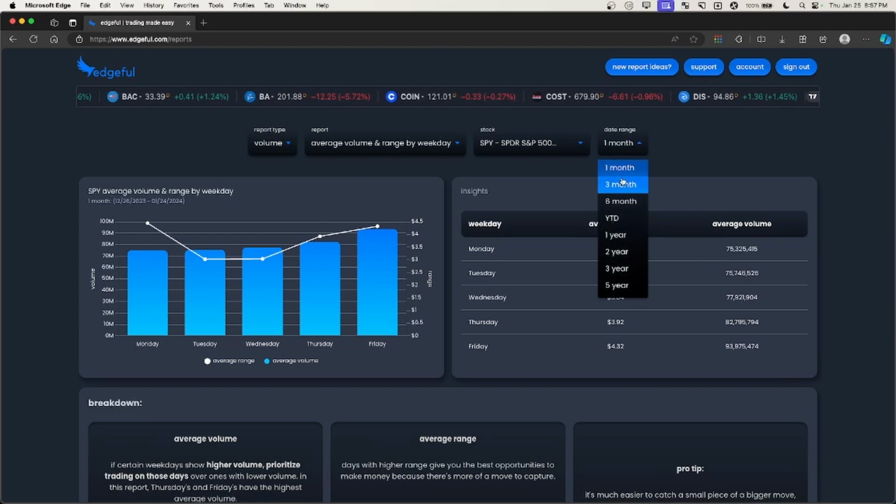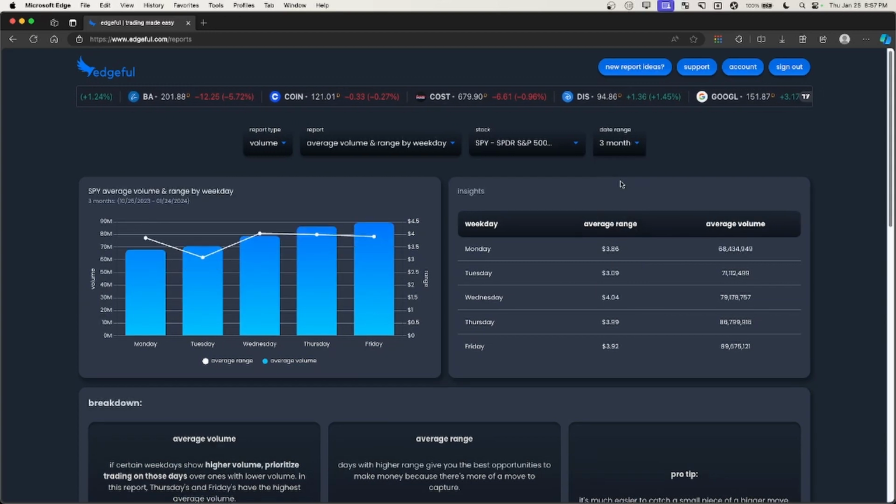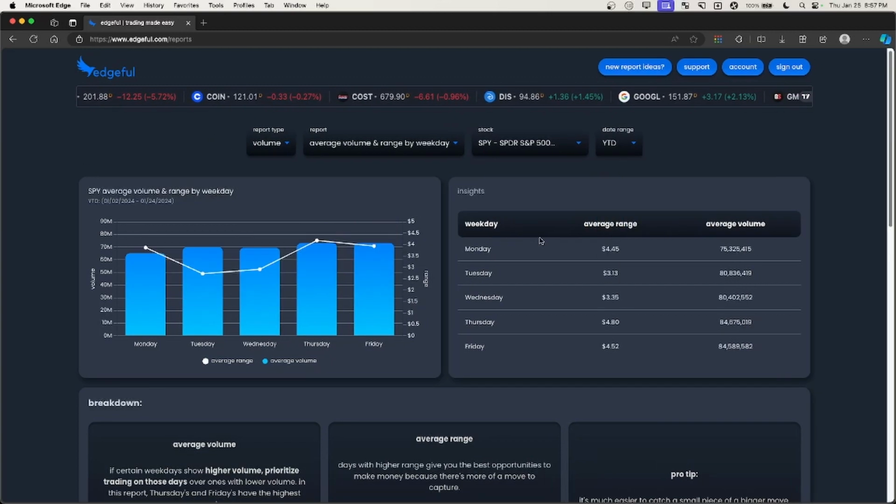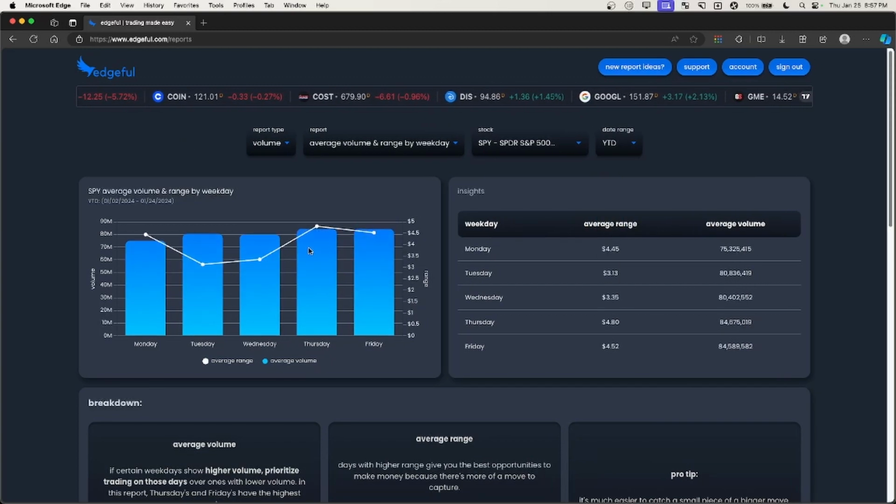If you change to a 3-month, since the market always changes, like we always say this, we have to adapt to the market. The numbers might be a little bit different. Less volatility on a Tuesday, we can go to a year. And you can see on the year, Thursday's just beating Friday a little bit, but we're pretty consistent that Friday is the biggest day on SPY. It'll tell you the average range, average volume, nice and simple.